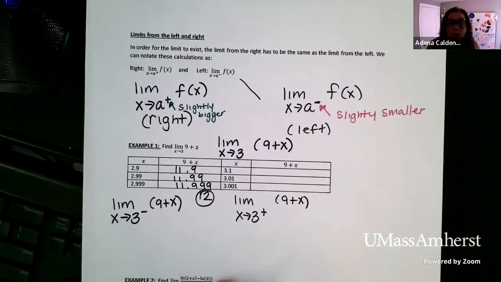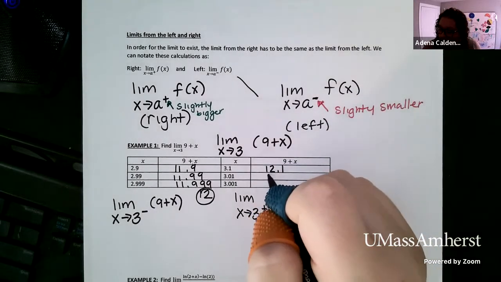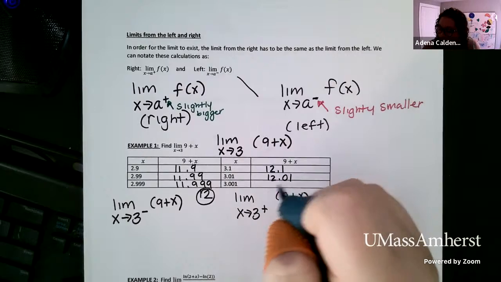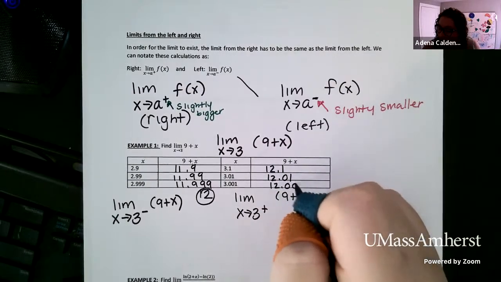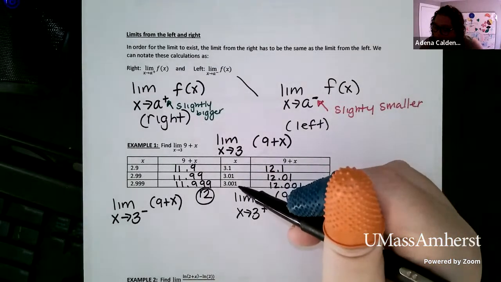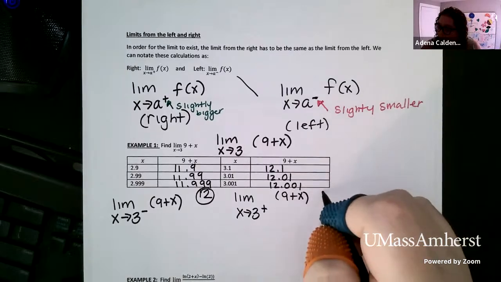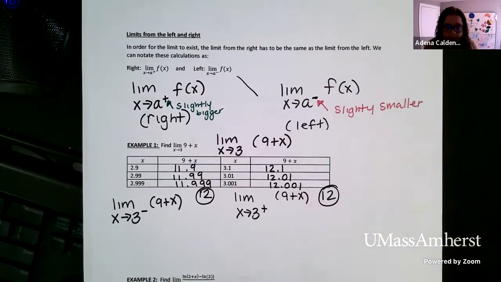Okay. When we do the same thing over here, we're going to get 12.1, 12.01, 12.001. So again, we see that as we get closer and closer to 3, this decimal is getting smaller and smaller. So this is also approaching 12.